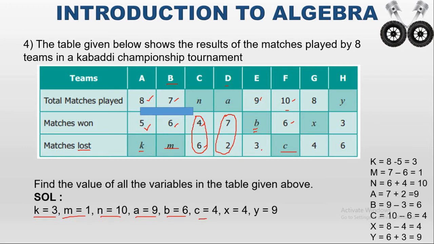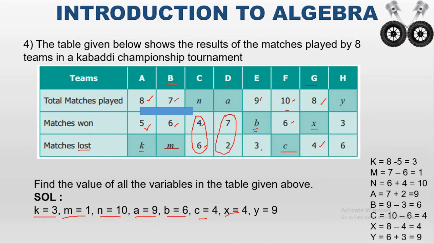Next one is for team G. They gave the total matches played as 8 and matches lost as 4. They ask you to find the matches won. So that means you have to subtract 8 minus 4. 8 minus 4 is 4. So X value is 4.